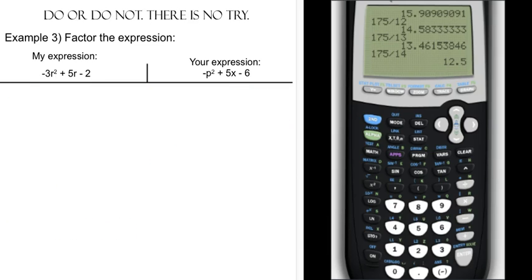Now we can take a look at another one, and what we're going to see is, frankly, another kind of funny situation. So let's take a look at it just as with any other. Let's start by writing it down. So negative 3r squared plus 5r minus 2. Identify a, b, and c. And now let's try and find our factors.